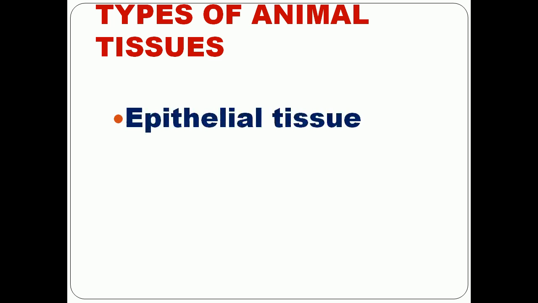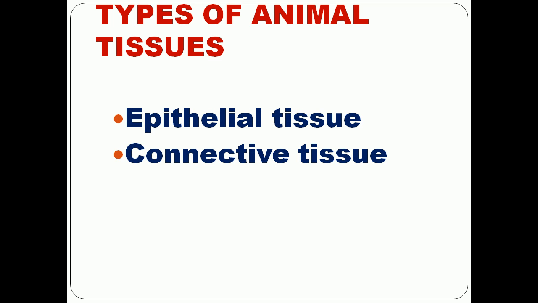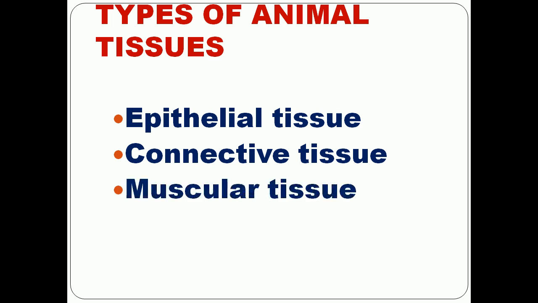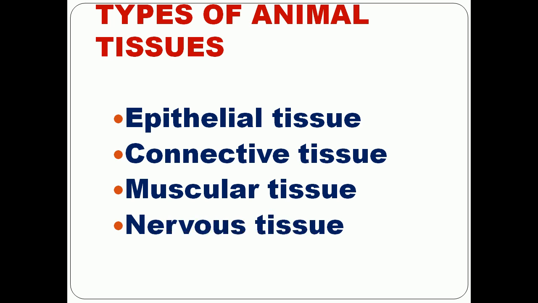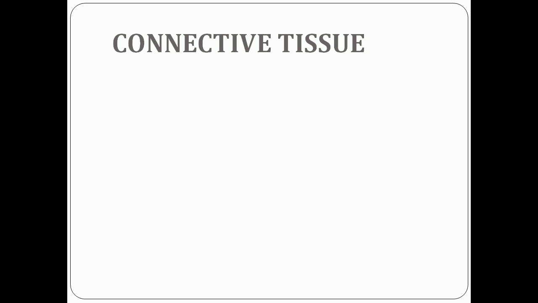What are they? Epithelial tissue, connective tissue, muscular tissue, and nervous tissue, isn't it? In the last class we saw about epithelial tissue briefly. In this class we are going to see about connective tissue.